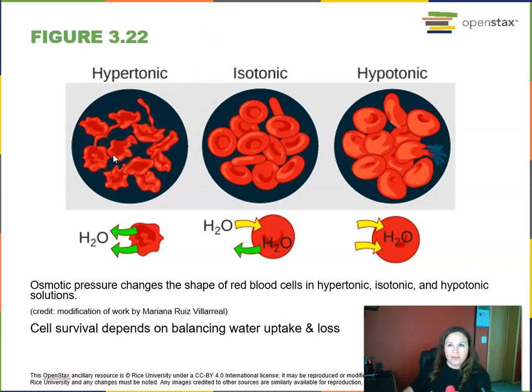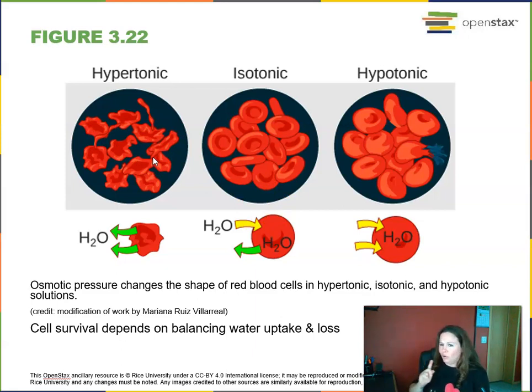Now, what kind of a real world application is there for that? Well, this is what can happen to your cells when you're dehydrated, when you haven't drunk enough water. Then your own cells can lose water and become shriveled. And that's definitely not healthy.